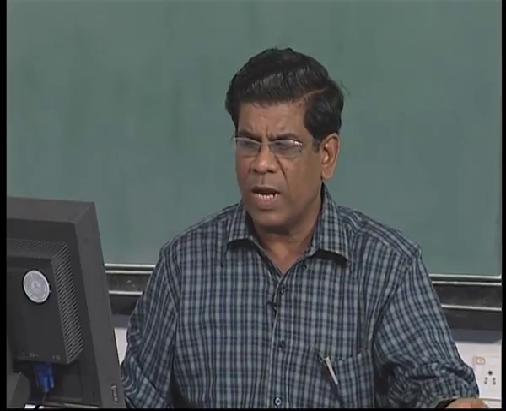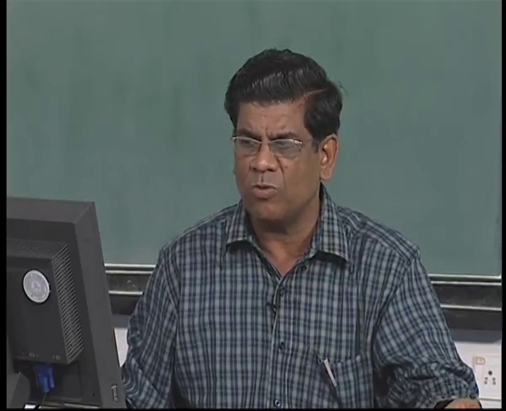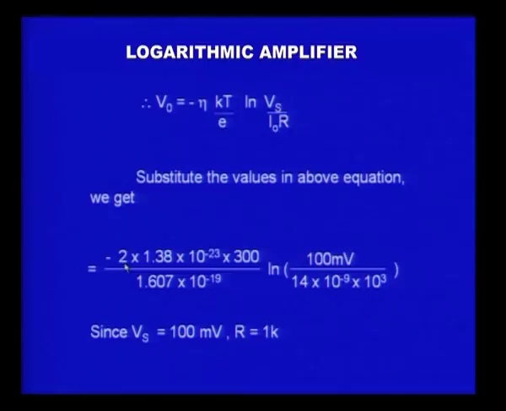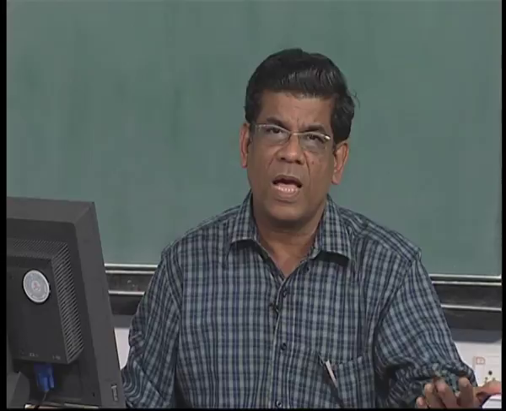So now that is what exactly I have done. I have substituted the values in the equation. Eta is 2, k is 1.38 into 10 to the power minus 23, capital T is 300 Kelvin, divided by E, which is 1.6 into 10 to the power minus 19, and I have assumed an input voltage of 100 millivolt. So Vs is 100 millivolt, I assume.